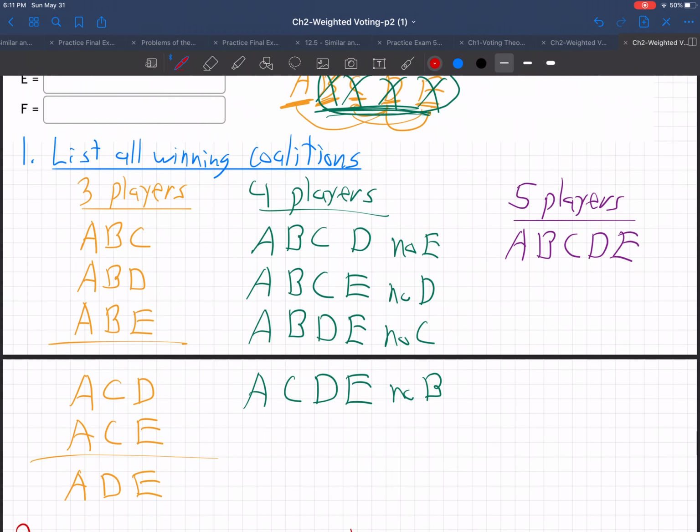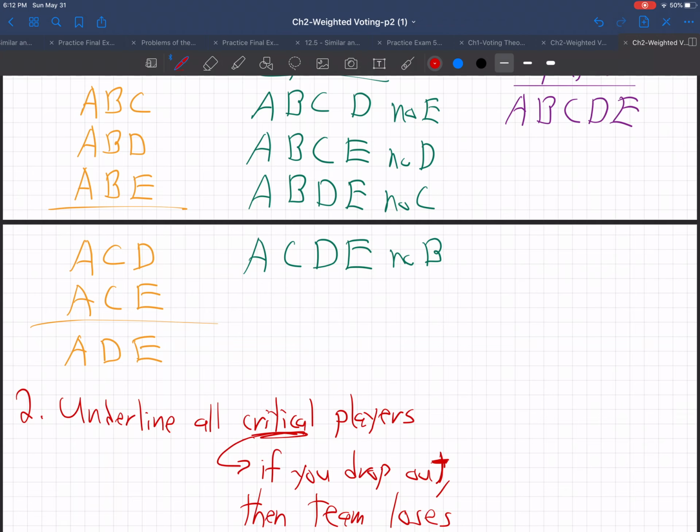Let's see who's critical. So critical means if you drop out, the team loses without you. So let's go through each of these teams one at a time. We're going to underline everybody that's critical. So is A critical on this team? If A drops out, does that team lose without him? Well, yeah, because you got to have A and 2 others, and they wouldn't have A. So A is critical. Underline him. B, is B critical on this team? Yeah. If B drops out, they've only got AC. You're supposed to have A and 2 others. Likewise, C is critical. Do you see that all these are going to be critical, aren't they? Because if any one of these drops out, they're not going to have A and 2 others any longer. They're going to become a losing team.